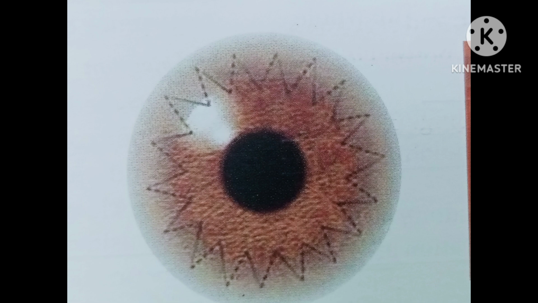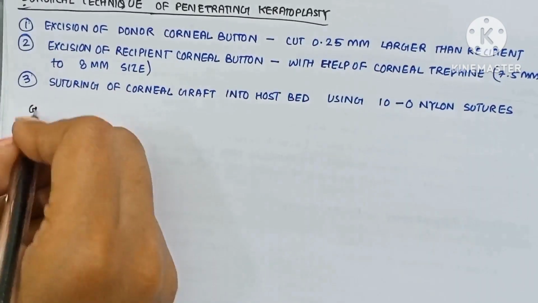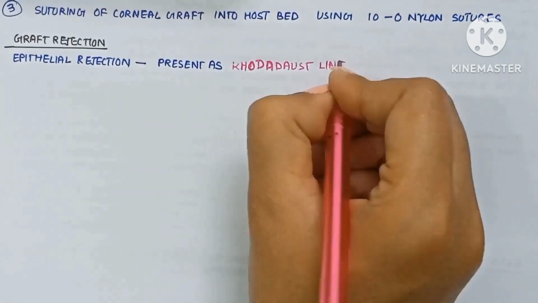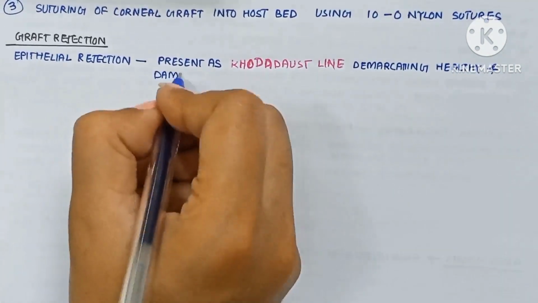This is the picture showing the pattern of continuous sutures in keratoplasty, and this is the clinical photograph of a patient with interrupted sutures in keratoplasty. Graft rejection: epithelial rejection is most common, presenting as the Khodadoust line, demarcating the healthy and damaged epithelium.